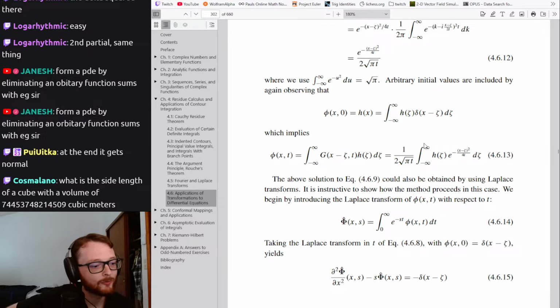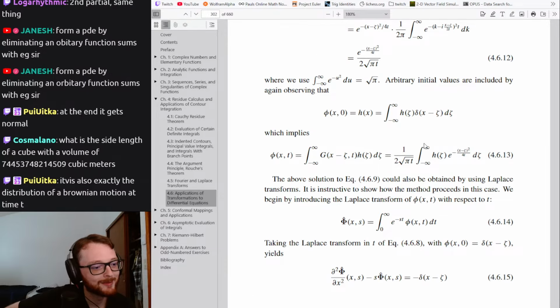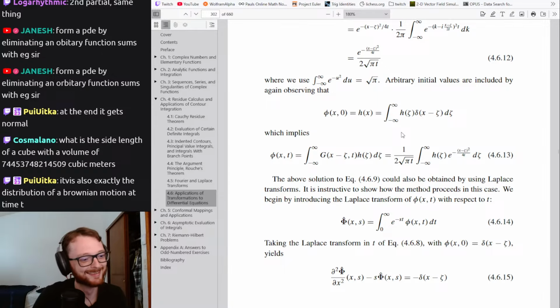Cosmolano. What is the side length of a cube with volume? I'm gonna guess it's 69.